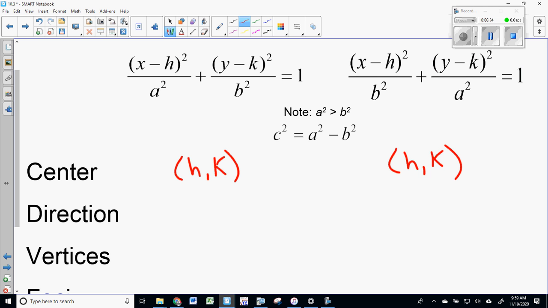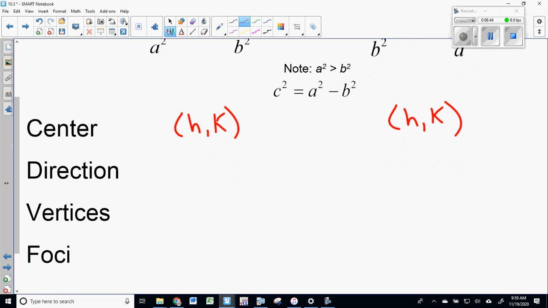Now, our direction, and I don't know how you want to write this. I think of it as left and right, up and down, and here's what I mean by that. If the A is underneath the X, this is longer like that. Call that left or right. If the A is underneath the Y, it opens like that, up or down. Now, in some ways, you don't even have to worry about that. It's going to be obvious once we do this. You'll see what I'm saying.